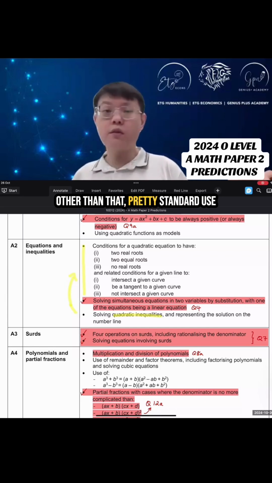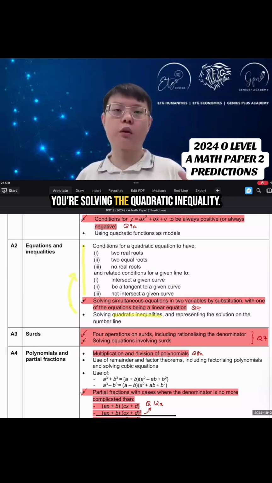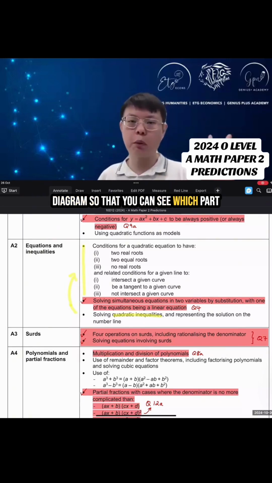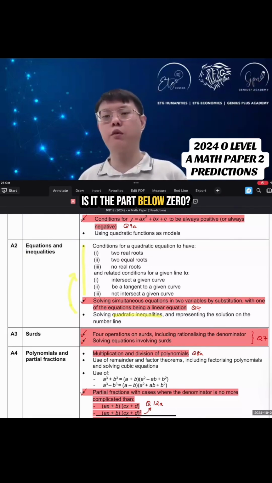Other than that, pretty standard use of discriminants. Make sure you don't make any mistakes when you're solving the quadratic inequality. Always make sure you sketch out the diagram so that you can see which part of the quadratic inequality you want. Is it the part above 0 or the part below 0?